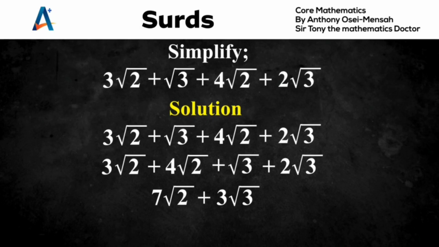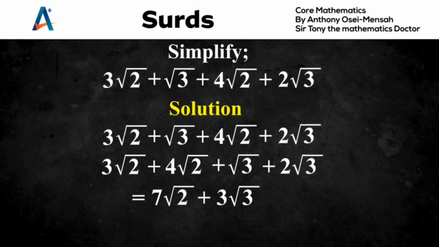Now, if you check, 7 root 2 plus 3 root 3 are not having the same sets. This set is root 2 and this one is root 3. They are unlike sets. And please, we cannot add or subtract unlike sets. So 7 root 2 plus 3 root 3 will give us the same answer. So this is our final answer.